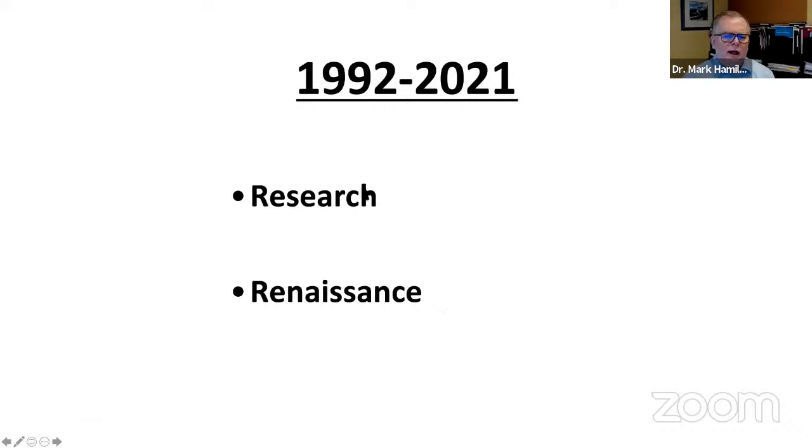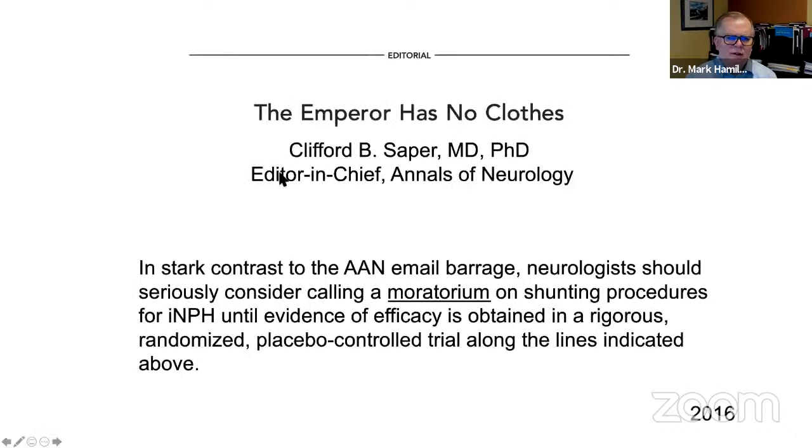So I think there's been an era of research, and there's been a renaissance. There's a lot of centers doing very systematic work, and I'll go through those methods. However, there still is skepticism in the community.